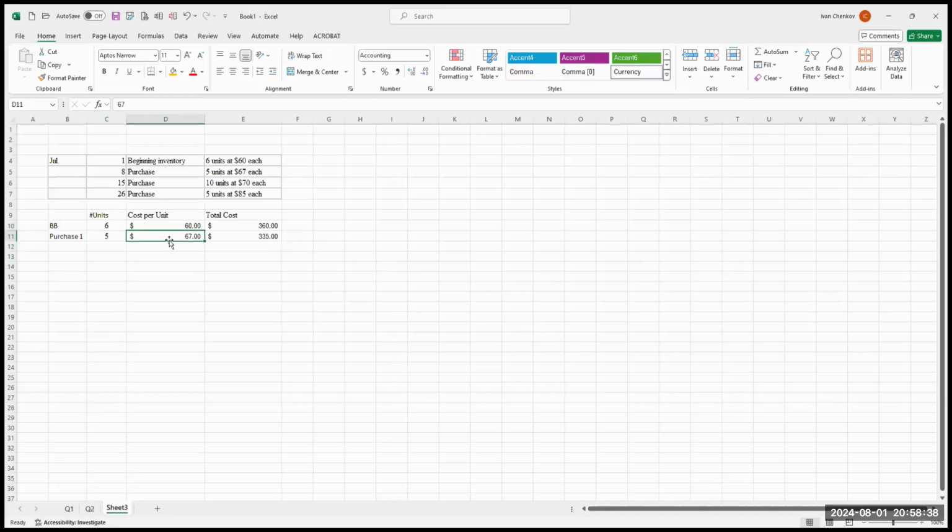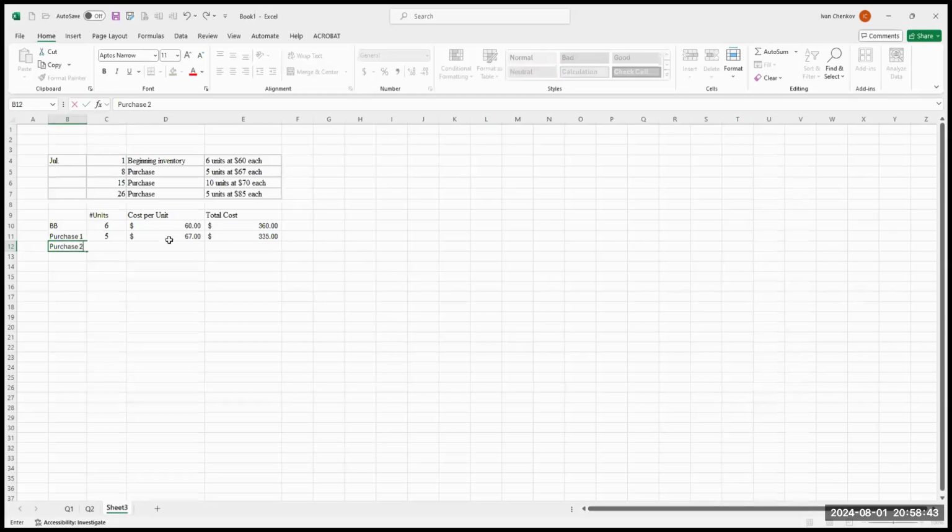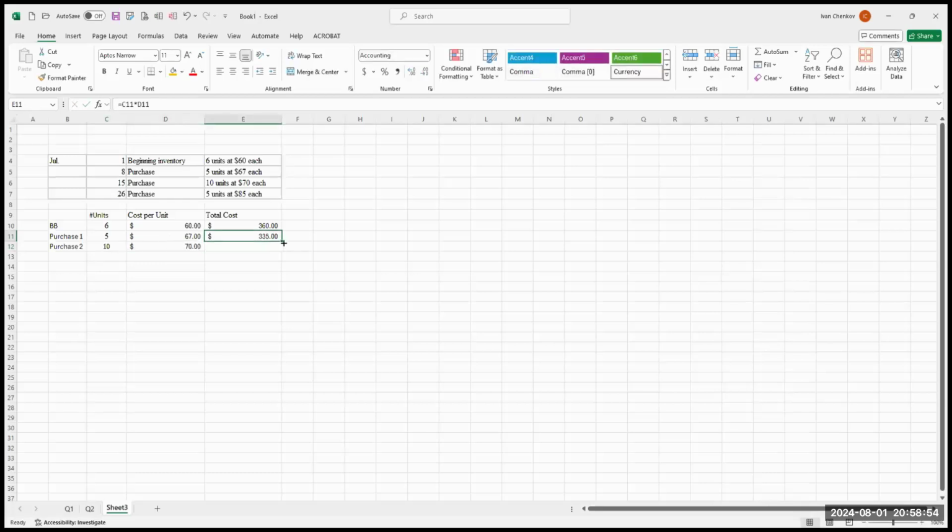$67 per unit. Then we're gonna go to purchase number 2, and purchase number 2 will be for 10 units, and the cost per unit is $70. So it cost us $700. The last purchase that we made was purchase number 3 of 5 units at $85 per unit, and that's going to cost us $425.